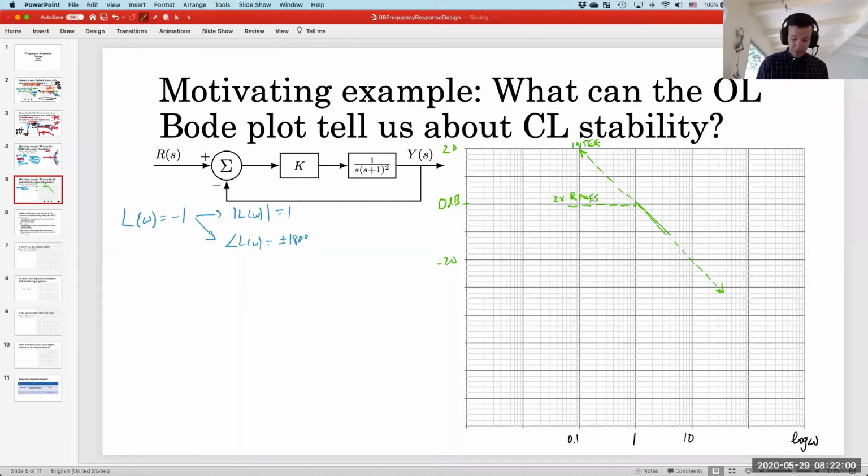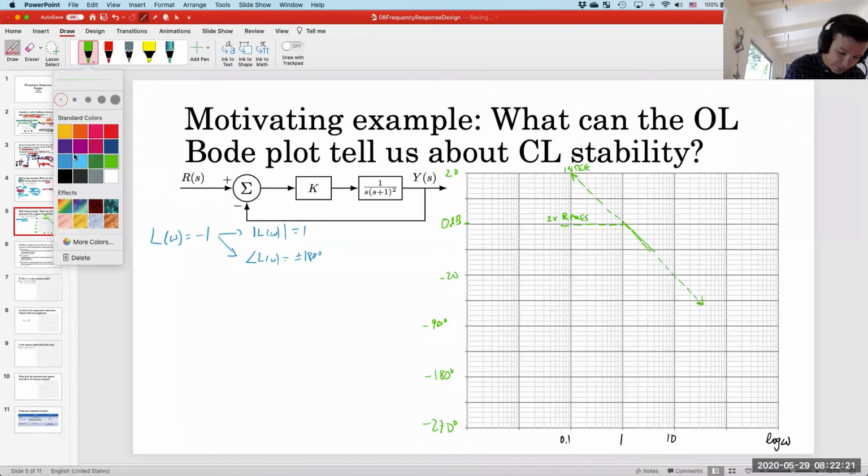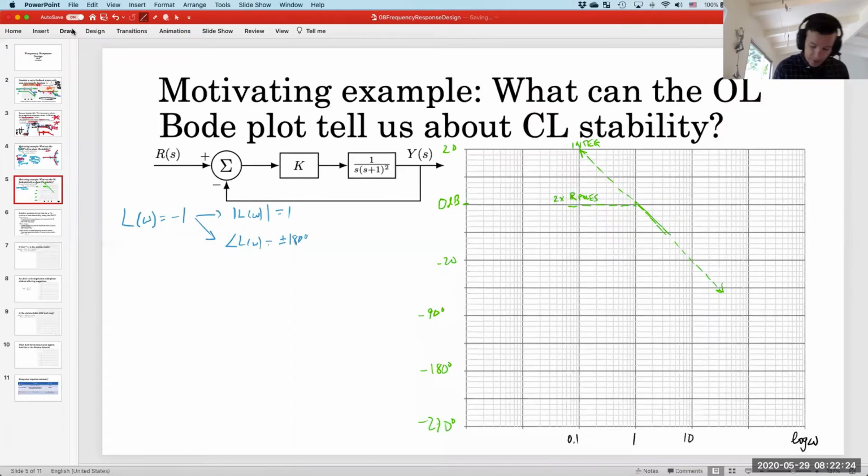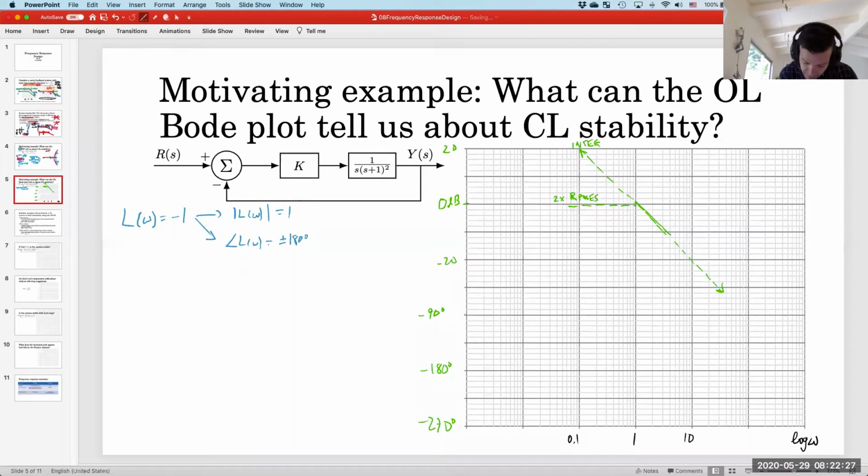All right, so let's also do the phase as well. The gain here doesn't affect the phase at all, but we can say that this will be the minus 90 degree line, this will be the minus 180 degree line, and this will be minus 270. So the integrator, and I'm going to do the phase all together at once here. So the integrator gives us constant minus 90. And then each of the real poles gives us 45 degrees per decade down. But since there are 2 of them, we get 90 degrees per decade.